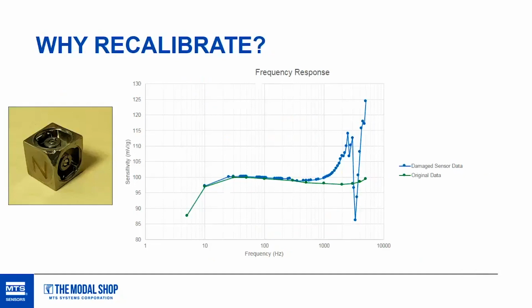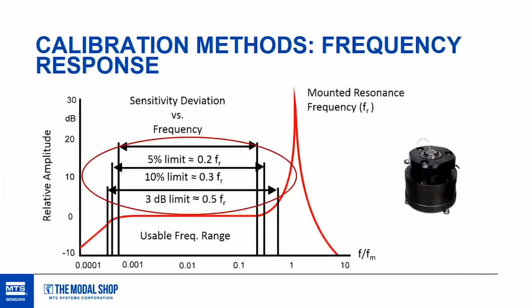And here's a nice visualization of that. It is the frequency response of an accelerometer in red there, all the way up to the mounted resonant frequency. If your sensor is damped or gas damped, it is going to roll off slowly at high frequency. But pretty much every other accelerometer is going to have this resonant peak in it. And if you look at a manufacturer's spec sheet, you'll often see frequency response defined as a 5% limit, a 10% limit, or a 3 dB limit.